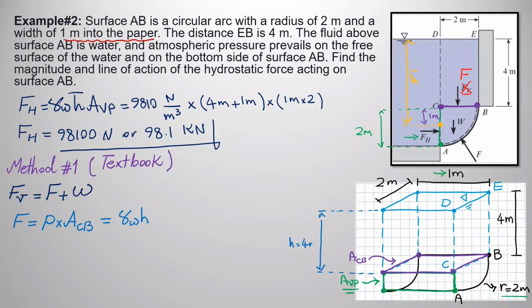Which is equal to 4 meters, right? All right, and then area of CB. So I'm going to plug in the numbers: 9,810 times H, which is 4, and area of CB would be 1 meter, which is the width, times, again, the radius of the quadrant, which is 2 meters. So when you calculate F, it would be equal to 78.5 kilonewton. All right, that is F. And remember, F is the force due to pressure on CB.